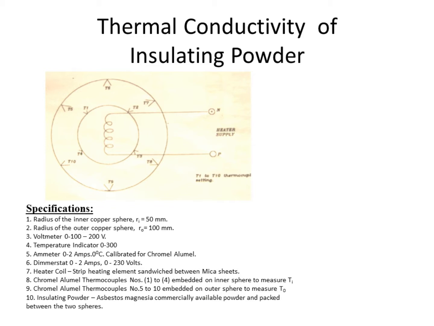Description: the apparatus consists of two thin wall concentric copper spheres. The inner sphere houses the heating coil. The insulating powder is packed between the two shells. The power supply to the heating coil is by using a dimmer-stat and is measured by a voltmeter and ammeter.